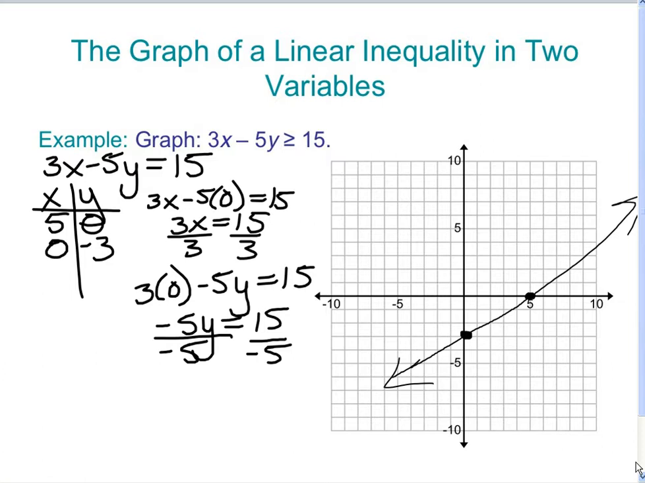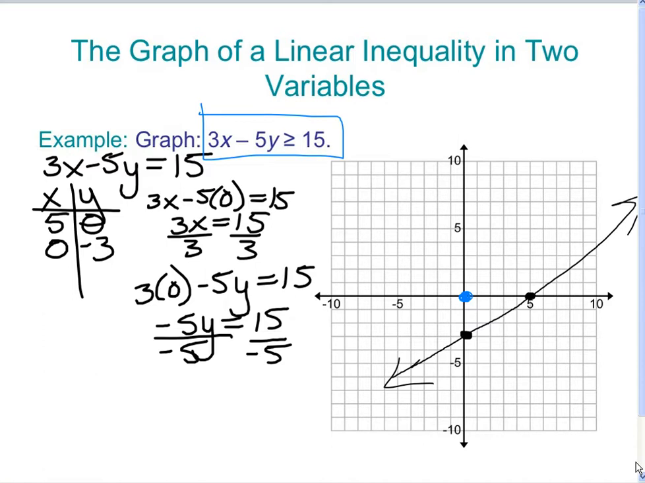So what you're going to do is you're going to choose a test point. Again, most people choose the test point 0, 0. As long as the line does not go through the point 0, 0, you can use it as a test point. If it does go through 0, 0, you have to pick a different point. It doesn't matter what point. Pick any point you want to. Just cannot be actually on the line. So this is a test point. What we're going to do is test it in the inequality.